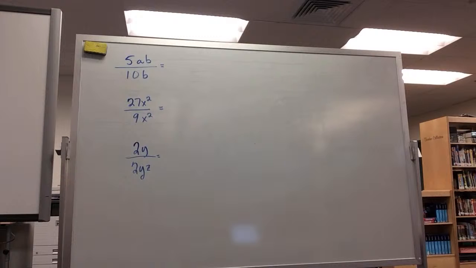Top? So look at the 27 and the 9 first. Can you simplify 27 and 9? What does it become? Well, what number goes into both 27 and 9? 3. How many times for each number?